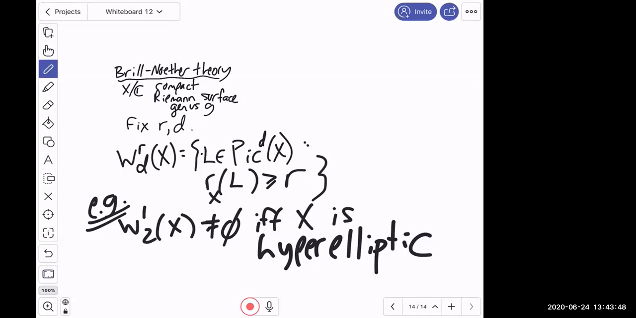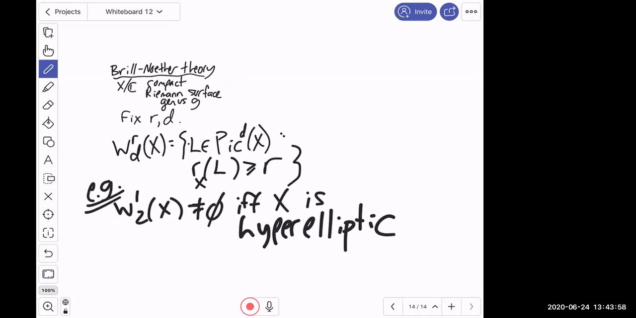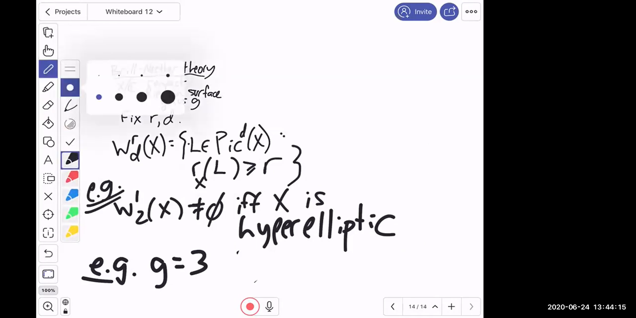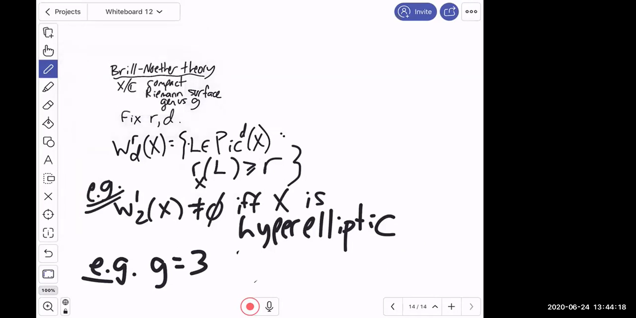Well, in genus 2, it is. In genus 3, some curves are hyperelliptic, some are not. But in genus 3, you always have a degree 3 rank 1 line bundle. So again, for example, if genus is 3, then the way I want to say it is that in genus 3, it's a not difficult theorem that W^1_3 is non-empty.